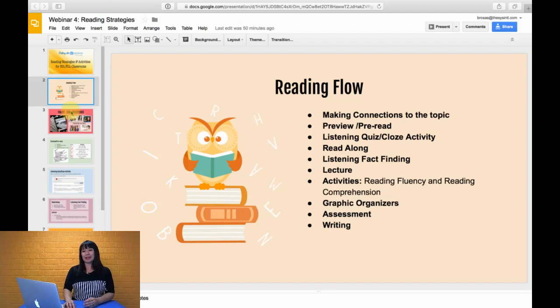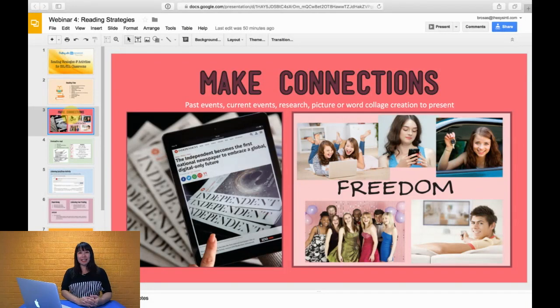All right. So, for making connections, it is very important that we help students bring the outside world into the classroom. One way of doing that is talking about past events or maybe even current events. So here you could see there's a newspaper, so they can look up the news or media through technology or even paper-based. But the idea is to get some information on past events.